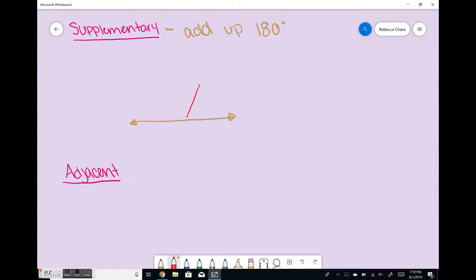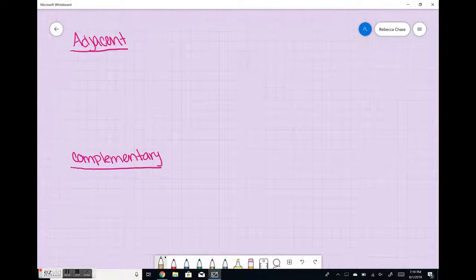So if we have that and I draw this little divider right here, and I say this is angle 1 and angle 2, we can say angle 1 and angle 2 are supplementary, because we know when we add them up, it's going to be a straight line. So remember, supplementary has to be a straight line, because that's the only way we can get 180 degrees.